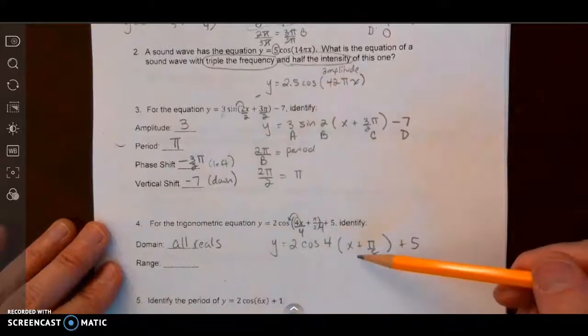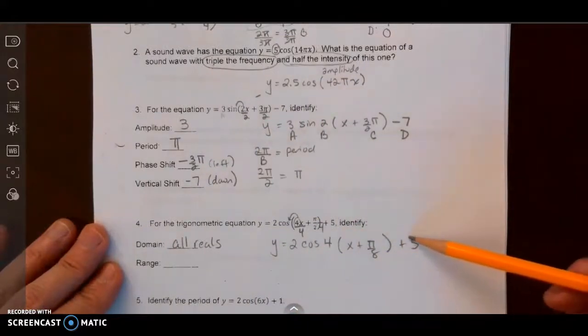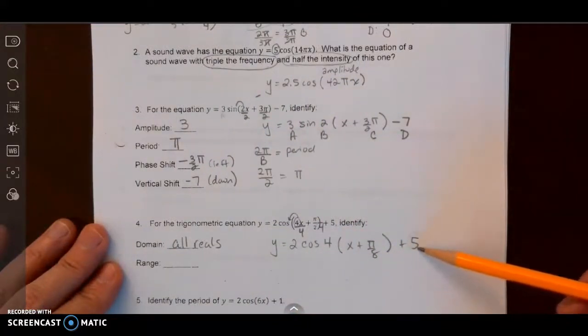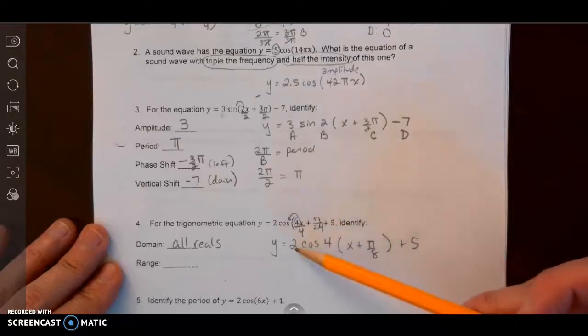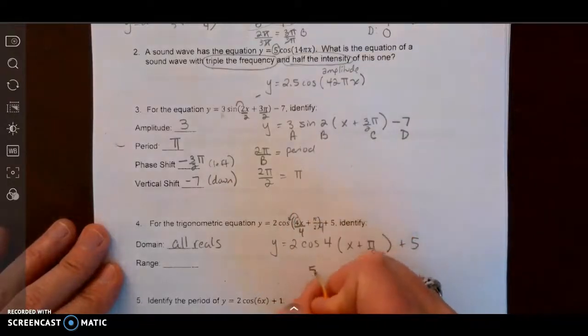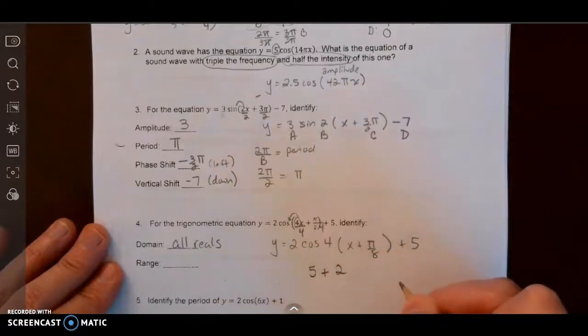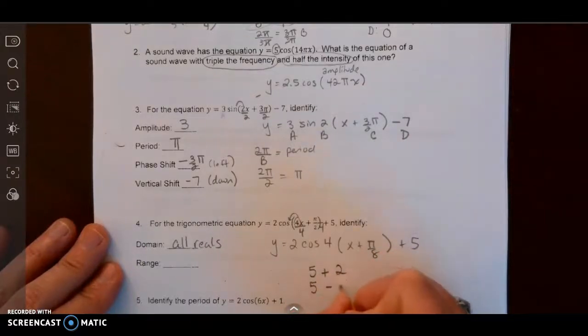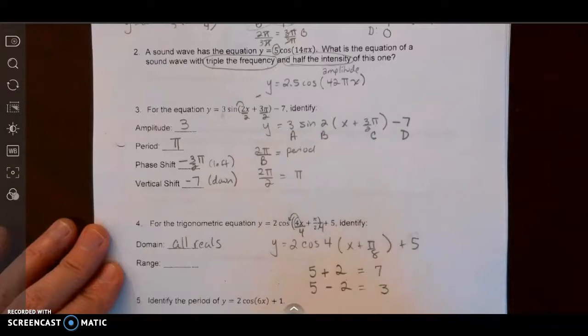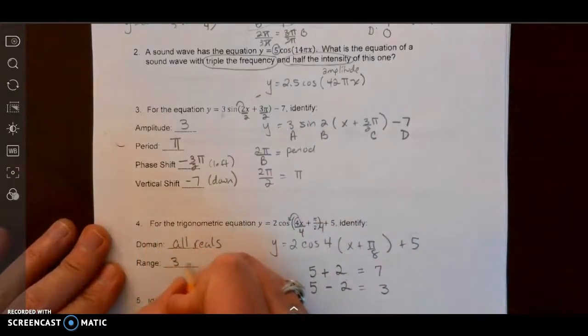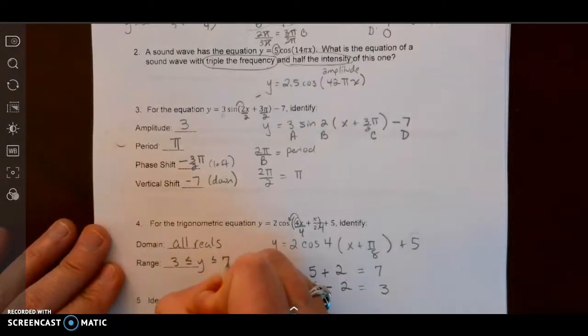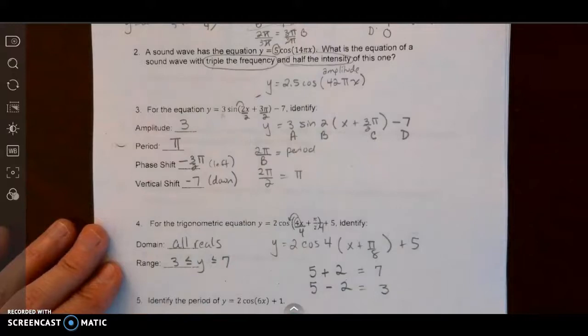My range, how high and low it goes. My new axis is at 5, and my amplitude is 2. So I'm at 5, and I'm going to go up 2 to the highest point, and I'm at 5, I'm going to go down 2. So the highest point on my graph is 7, and the lowest point on my graph is 3. So my range is that y is between 3 and 7.